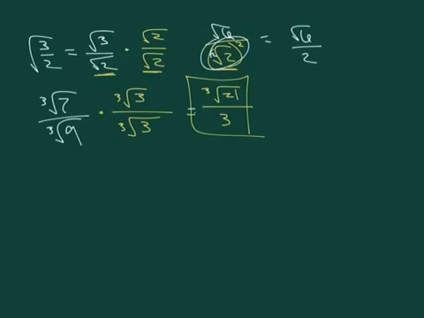So that's the key here. You're multiplying the top and bottom by something. The index is always going to be the same. Whatever this index is, this index needs to be. But the number in here, you want to multiply it by a number so that you can take the cubed root of the product of these two. Okay, so that's a key part here.